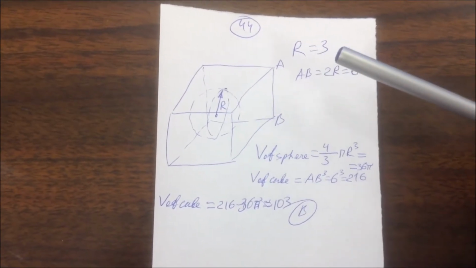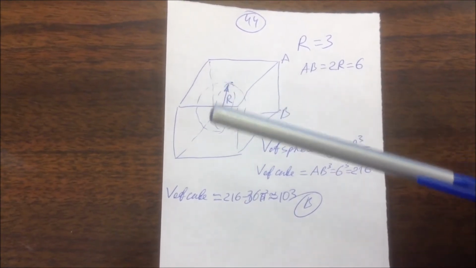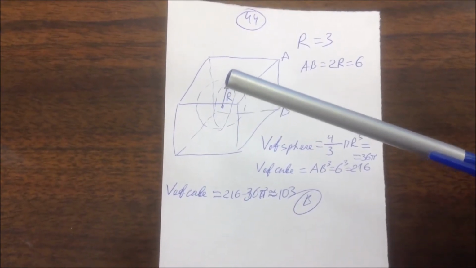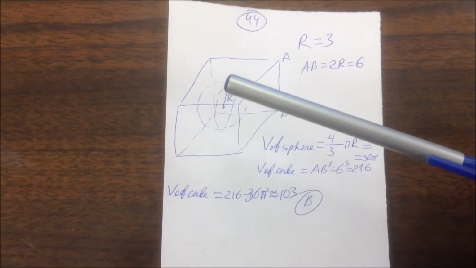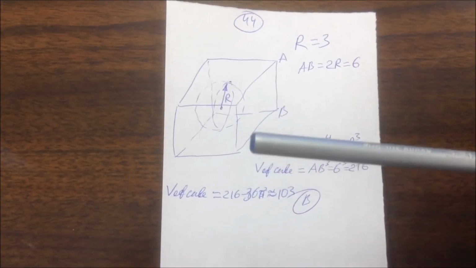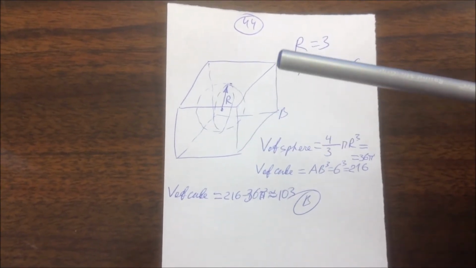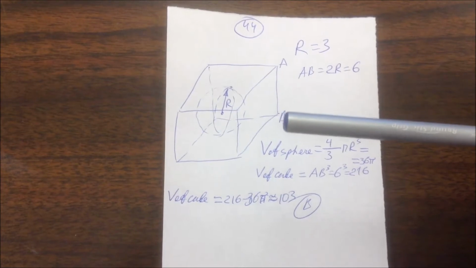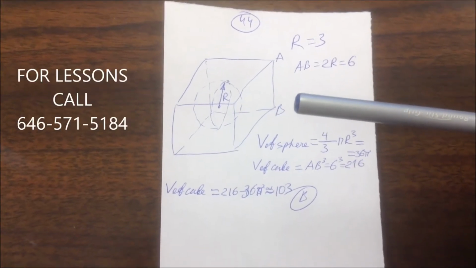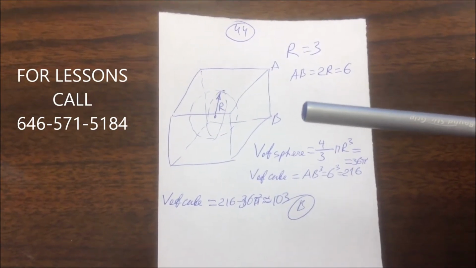We have the radius and the data, and you see the picture. Each face of the cube is tangent to the sphere. It means we can say that the diameter of the sphere equals the side of the cube, AB. If you find that, there is nothing more difficult to do in the rest of the job.